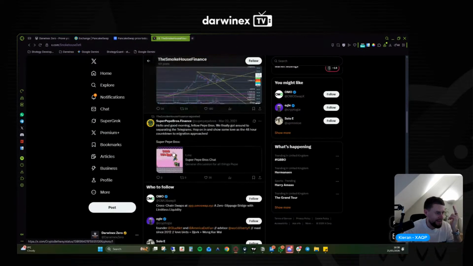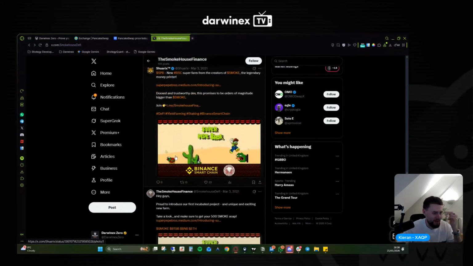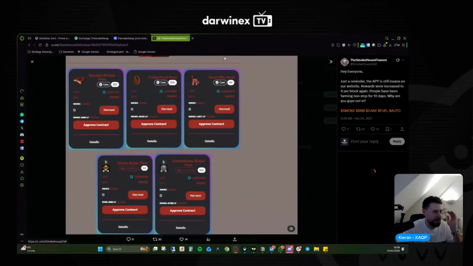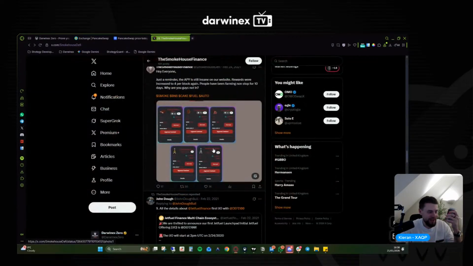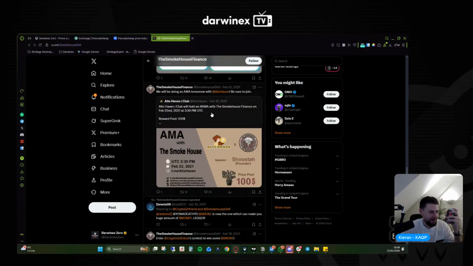Smokehouse Finance. You basically had to buy tokens, and it was just like aggressive farming. Short ribs, pulled pork, smoked brisket, sirloin butler, smokehouse butler. Like, look at these APRs, 4,000%, 3,000. It's just wild. But I, along with a lot of people, made a lot of money from playing stupid games with this kind of risk. I remember it like it was yesterday.